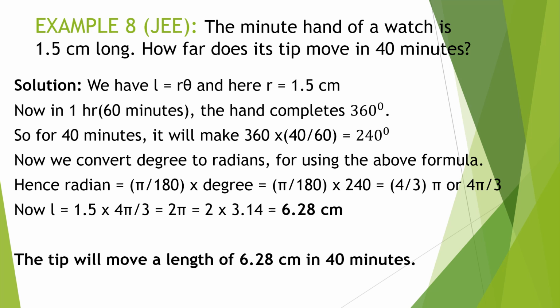This point is important. Since 60 minutes, 360 degree, correct? 1 revolution. So 40 minutes, how many degrees? Cross multiply, 40 into 360 upon 60, which is 240 degree.